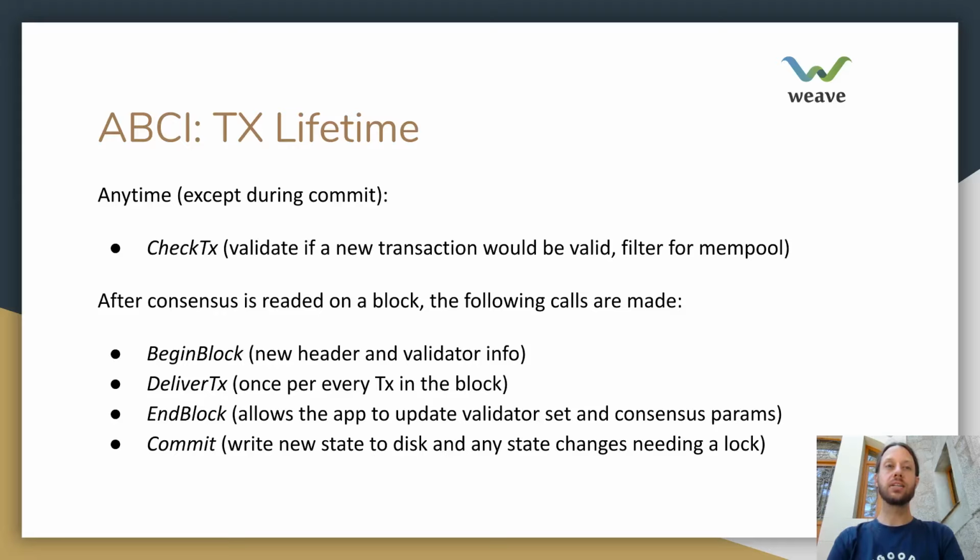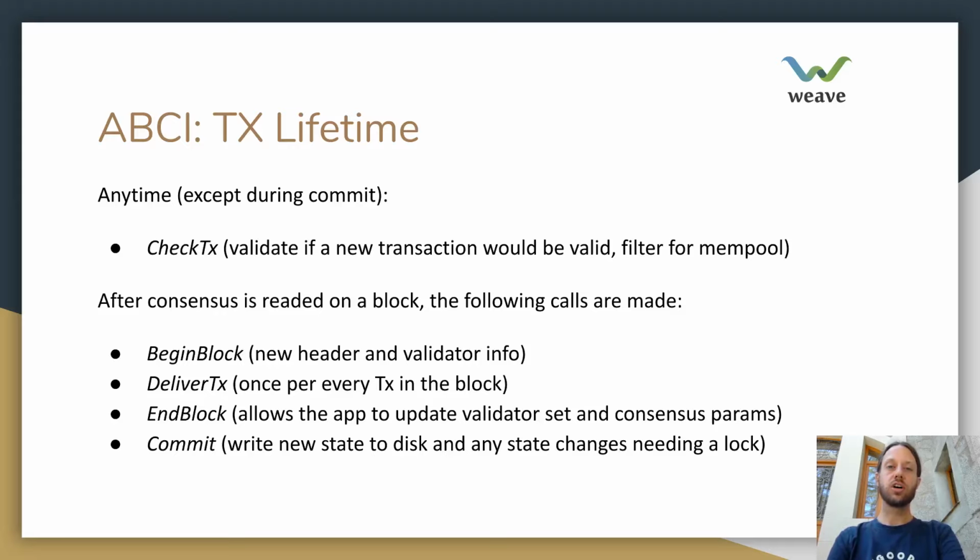Normally what happens is that CheckTx keeps coming in the entire time; every time a transaction comes in, it may be executed at any time. When consensus is reached upon a block, the finalized block is then sent to the state machine in a series of events. First, BeginBlock, saying a new block was formed. This includes the new header information, including timestamp and height, along with the validator information of who signed it.